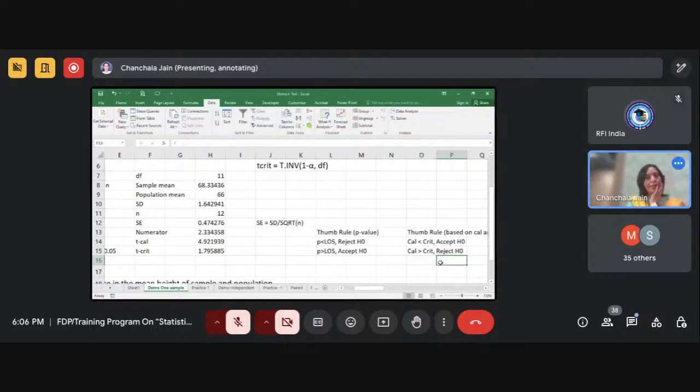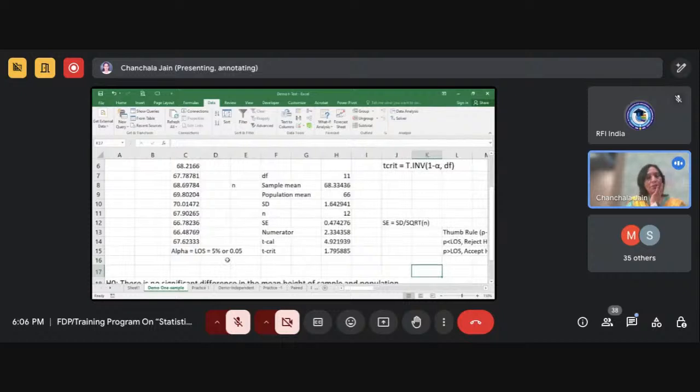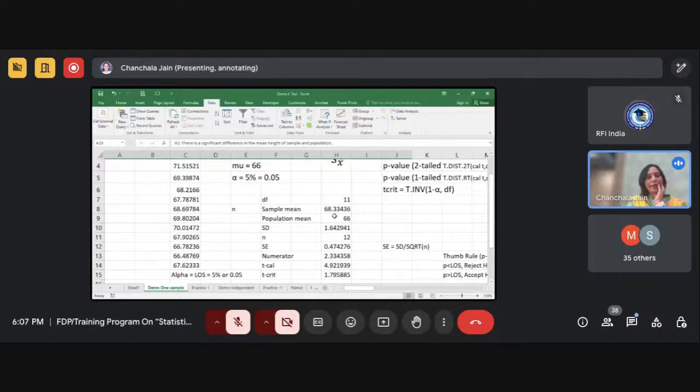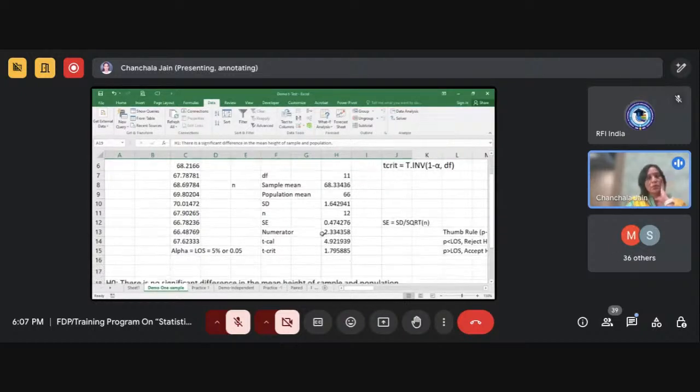If we are rejecting the null hypothesis, this being the null hypothesis we have written, we are not going with it, and we are going with the alternative hypothesis. So we can say there is a significant difference in the mean height of sample and population. The sample mean height is 68.33 and the population mean height is 66. The difference between these two is significant according to our results. Is it okay?